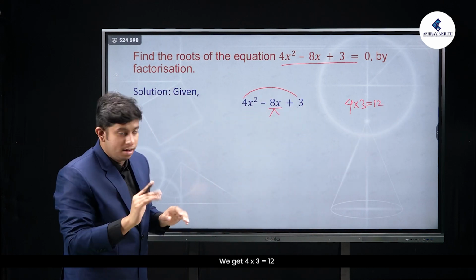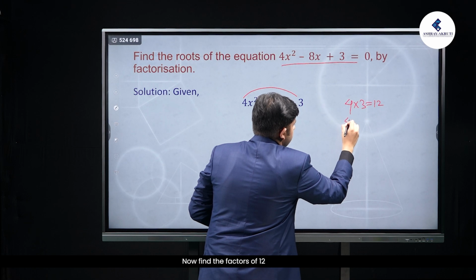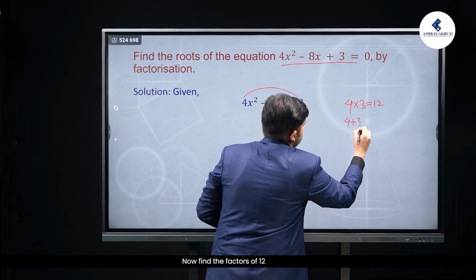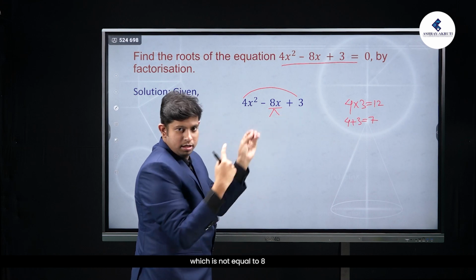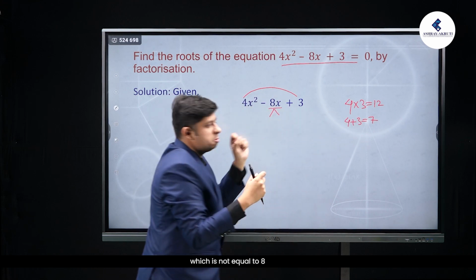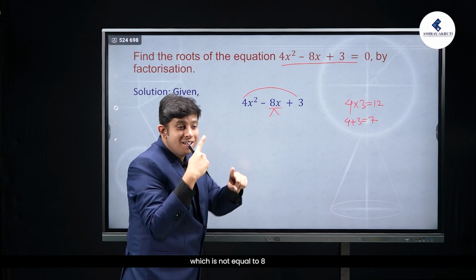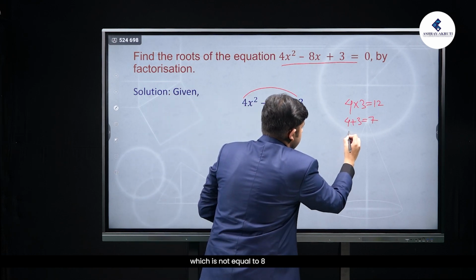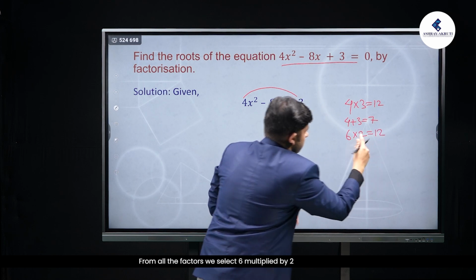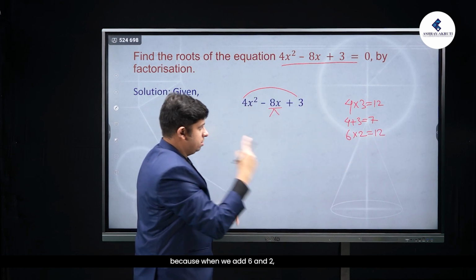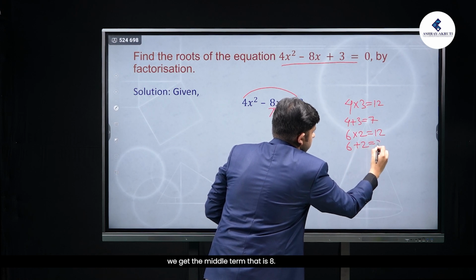Now find the factors of 12. When we add 4 plus 3, we get 7, which is not equal to 8. From the factors, we select 6 multiplied by 2 because when we add 6 and 2, we get the middle term, that is 8.